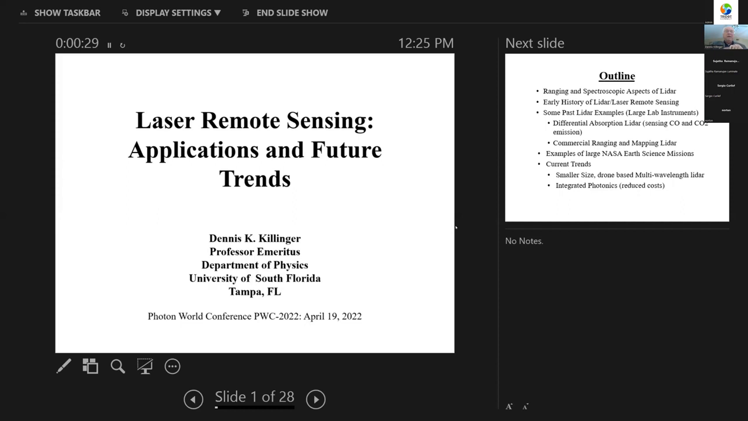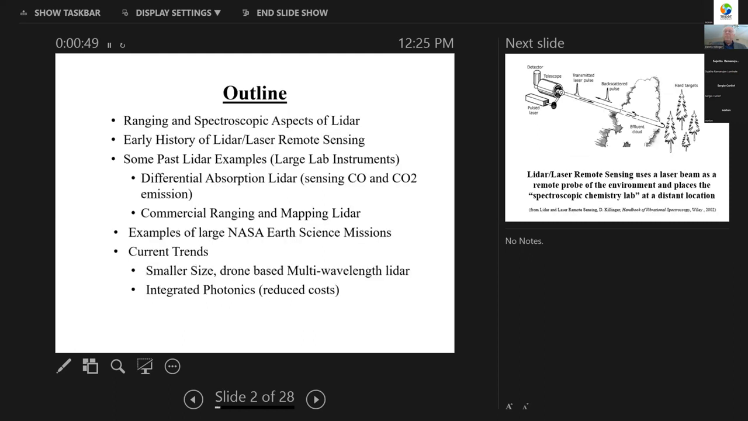I'm going to talk about laser remote sensing and Lidar applications and some of the future trends on this. This is more from a personal viewpoint. I'll try to cover some of the different subjects in the back, so you can get an appreciation of what has happened in the past and sort of where the future is going.